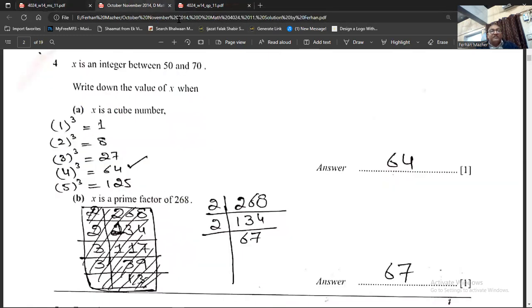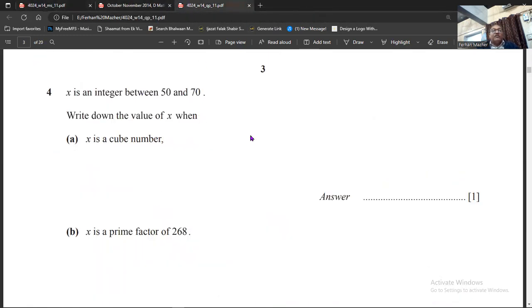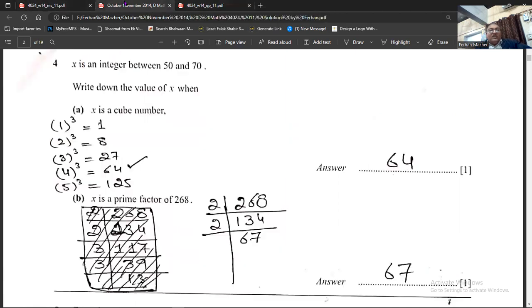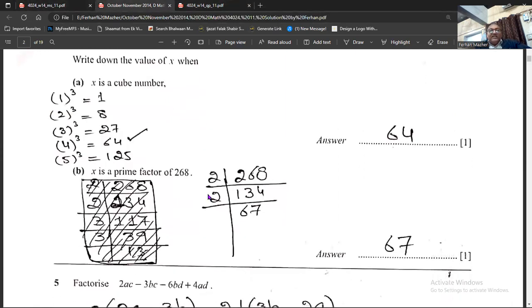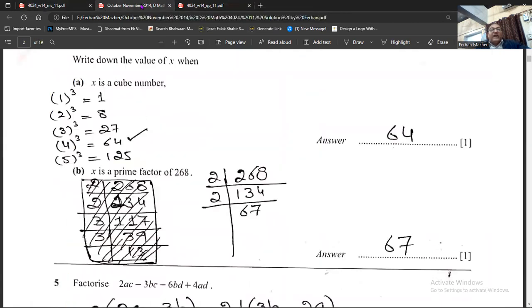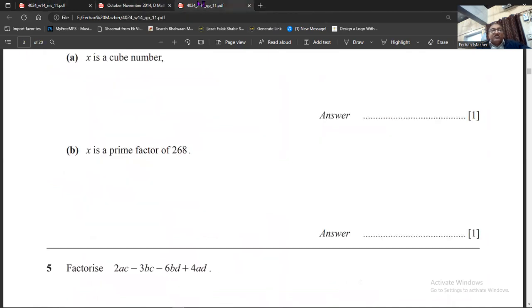64 is the right answer. This is the solution. Question number 4, it's B part. He says x is a prime factor of 268. Okay. So 268 divided with the 2, I will prime factorize it. I get 134. Again, divided with the 2, I get 67. 67 is a prime number, and it is the factor of the 268.